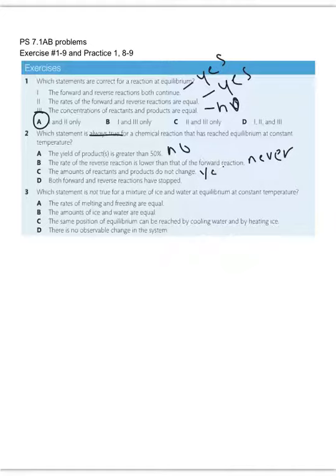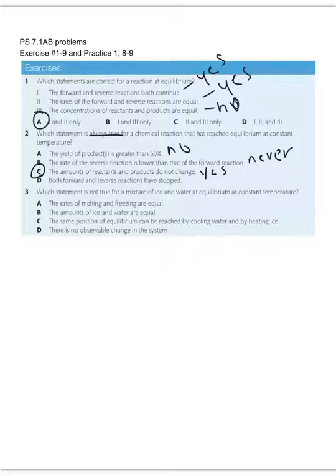That is correct because the forward and reverse reactions are equal, so your concentrations are going to become stable as well. And D, both forward and reverse reactions have stopped. That would be a complete reaction, not a reversible one at equilibrium. So only C is true out of those statements. Only C is always true for a reaction at equilibrium. There, I think I have this figured out.